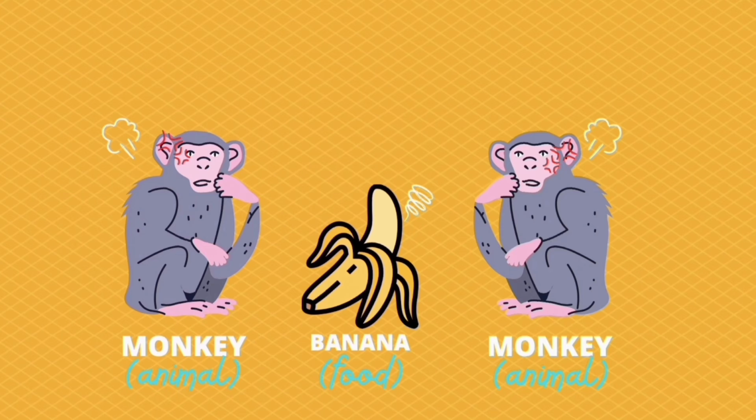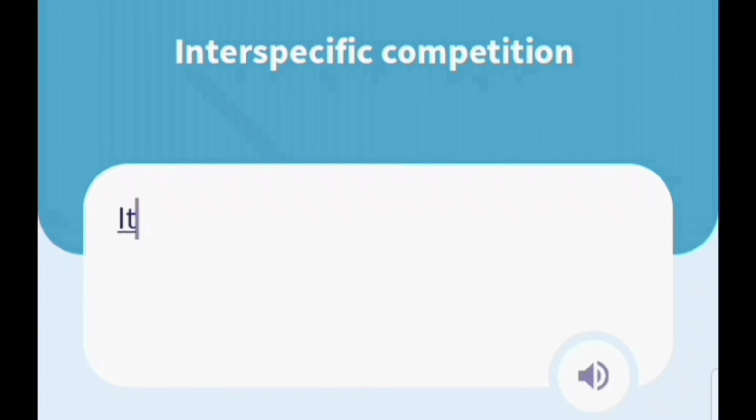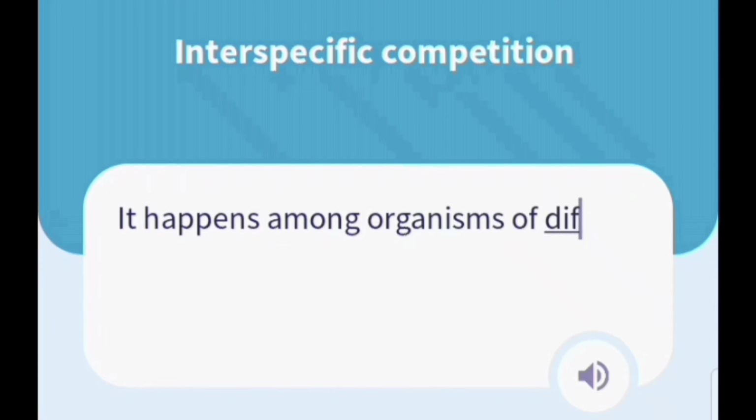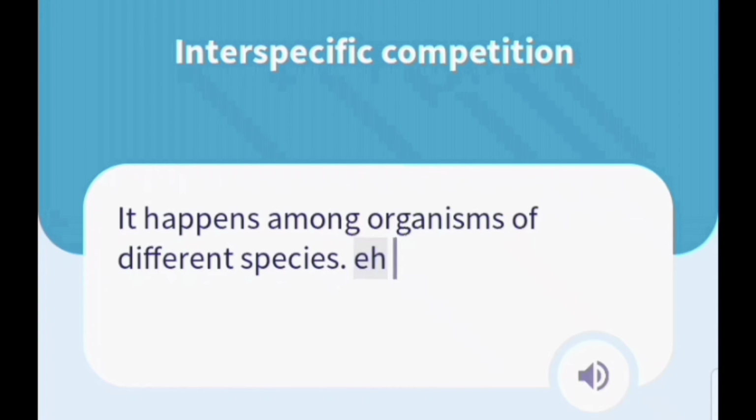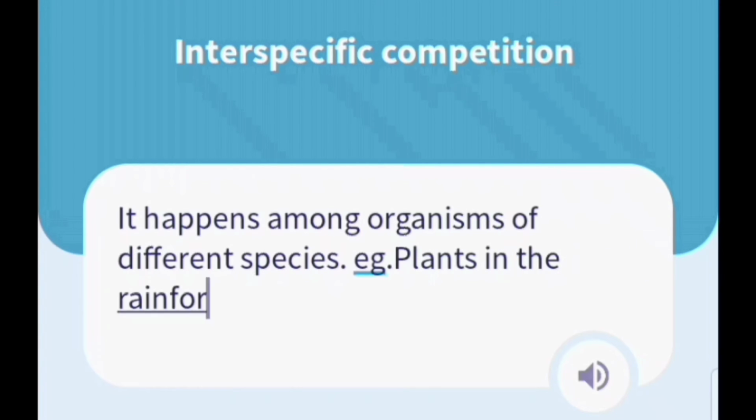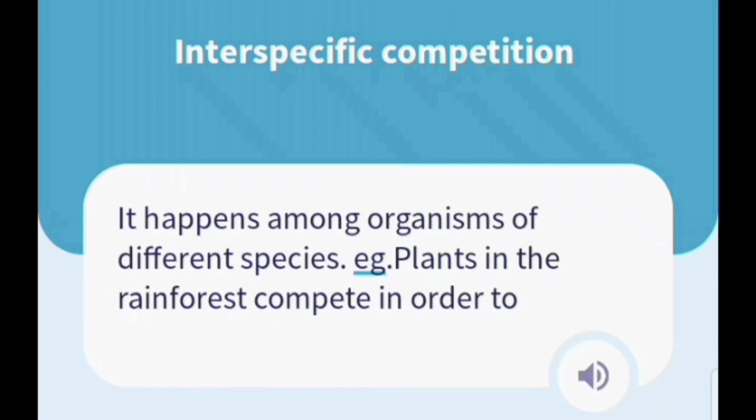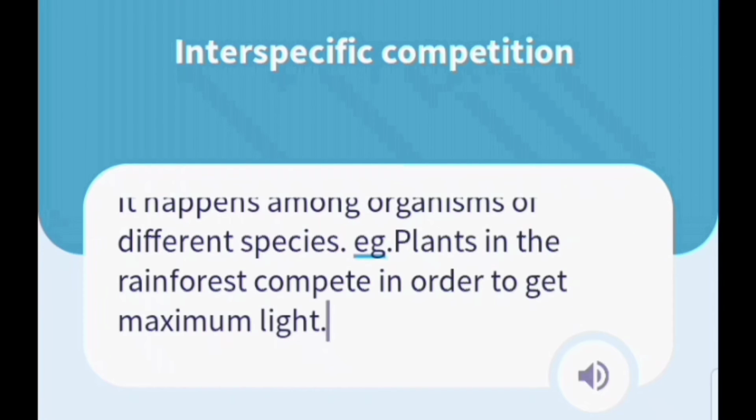Now, the situation of the monkeys fighting over the banana is called competition. The first type of competition is interspecific competition. It happens among organisms of different species. As an example, plants in the rainforest compete in order to get the maximum amount of sunlight.